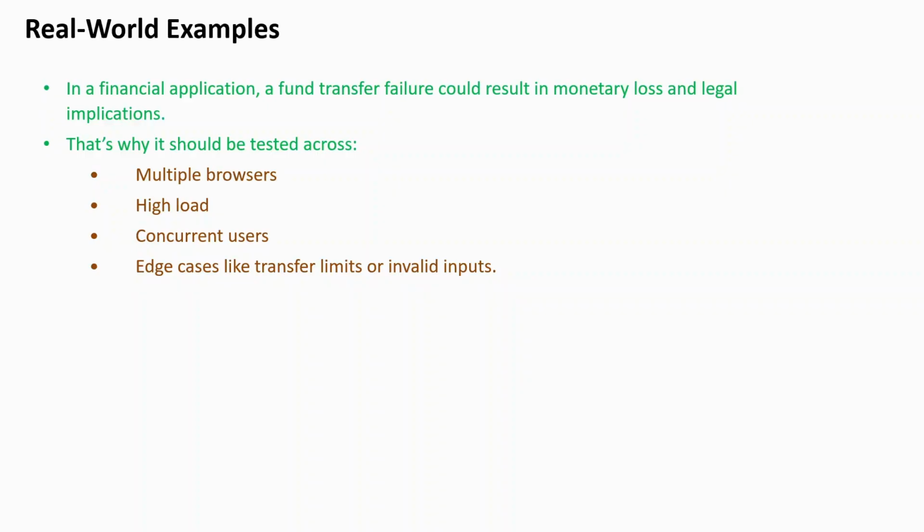Some of the real world examples where you can implement risk-based testing are: in a financial application, a fund transfer failure could result in monetary loss and legal implications. That is why it should be tested across multiple browsers, high load, concurrent users, edge cases like transfer limits or invalid inputs. What I am trying to tell is this feature needs high attention and it has to be tested thoroughly with different configuration parameters.